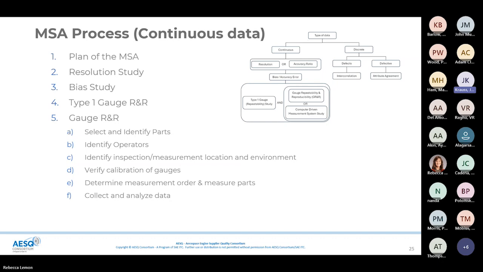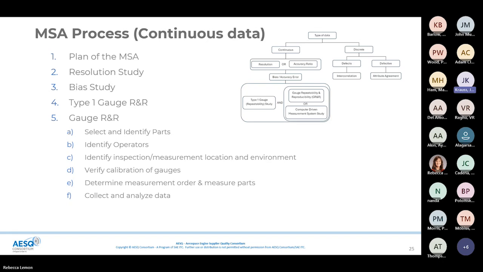As stated before, the environment is still a portion of your MSA tool, right? Temperature, pressure, all of that can strongly affect measurements. So knowing what that production environment will look like and trying to mimic that as closely as possible will reduce variation. The fourth one is verifying the calibration of gauges, making sure that they're fully functional and measuring correctly to calibration standards. The fifth step, determining the measurement order and measuring the parts, sorry.